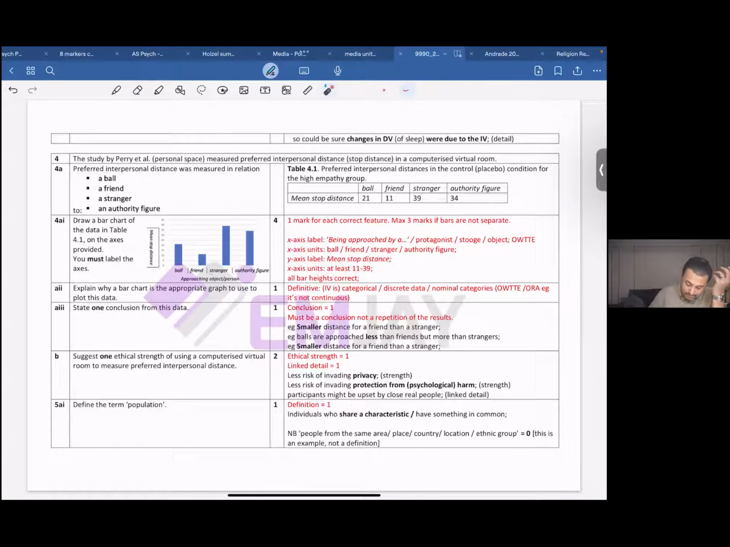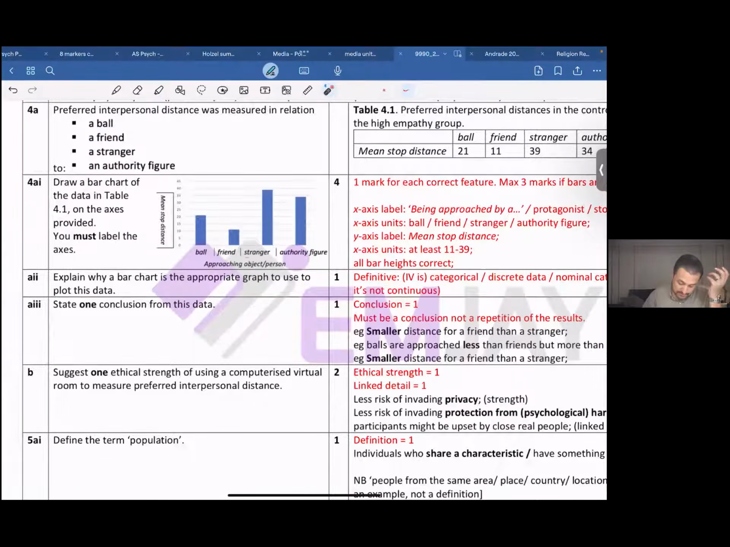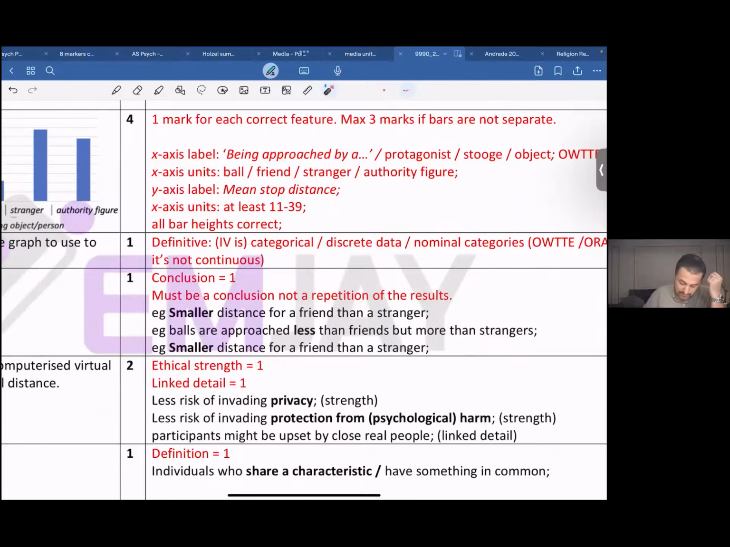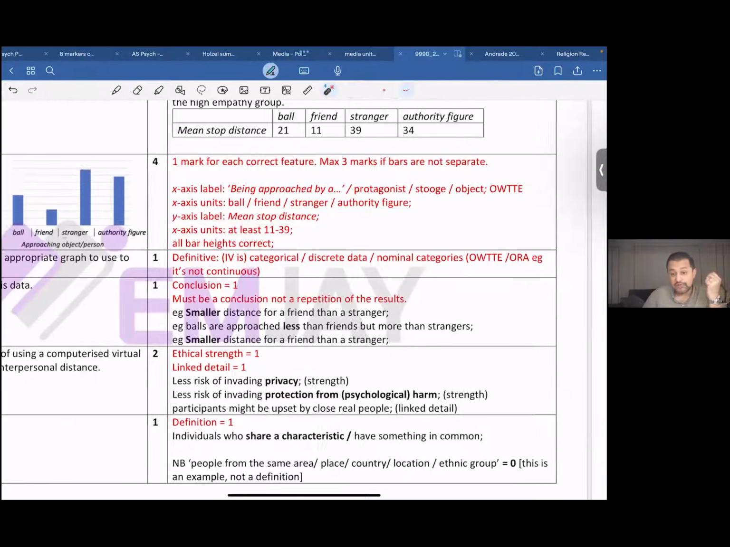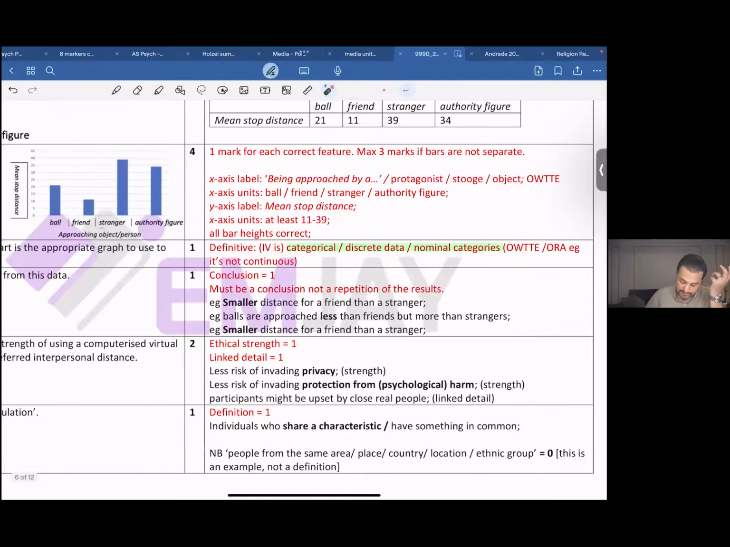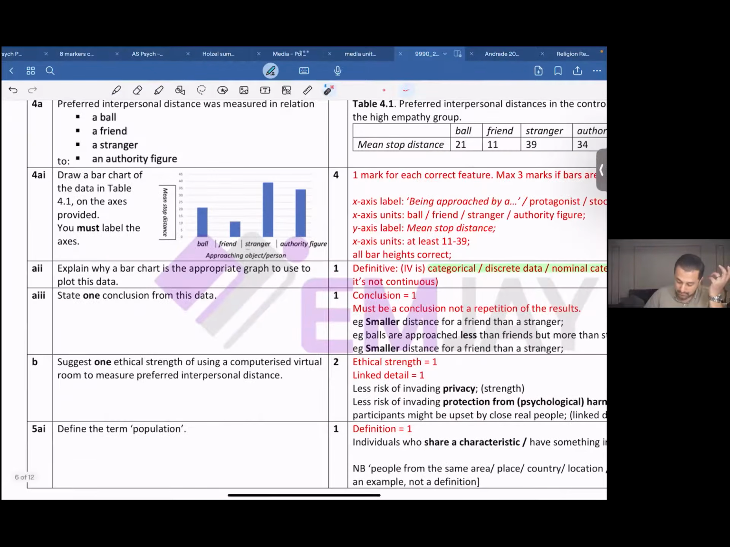Now, moving on to the second part of 4A, this says, explain why the bar chart is the appropriate graph to use to plot this data. Again, because you have categorical data, discrete data, you may refer to it as nominal data. Again, OWTTE, and it is not continuous. You could write this too. What does ORA mean? ORA over here means or reverse argument. And very simple, you score 4 marks from here. You score a mark from this one.